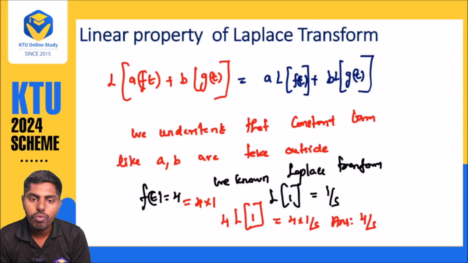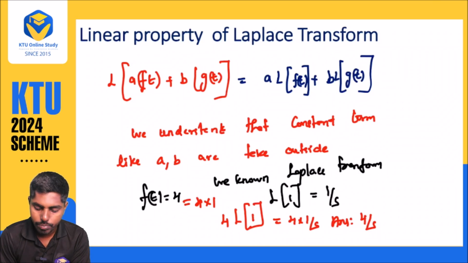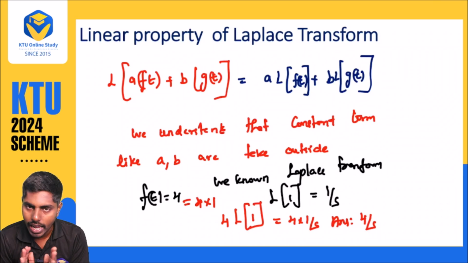This is the formula of linear property, which is the basic thing. You can also expect it in your 3 mark or 2 mark problem. If you know the linear properties, we can solve this sum very simply. You are just taking the constant value, like a outside or b outside. These are called the linear properties of Laplace transform.